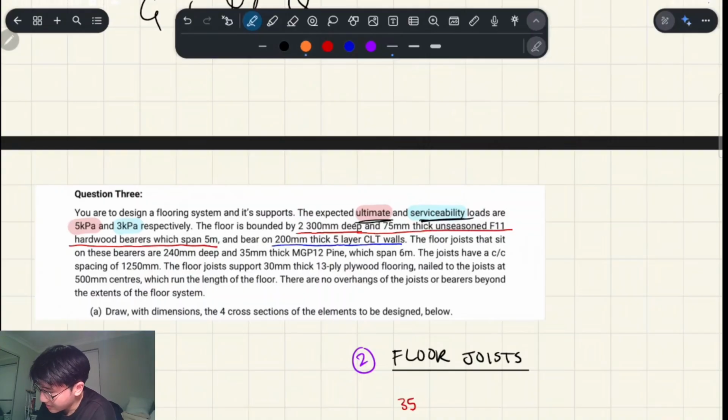The floor joists that sit on these bearers are 240 deep and 35 thick MGP12 pine which spans 6 meters, right? And the joists have a center spacing of 1,250. The floor joists support 30 mil thick 13 ply flooring nailed to the joists at 500 centers, which run the length of the floor. Okay, that doesn't matter. There are no overhangs of the joists and bearers beyond the floor system.